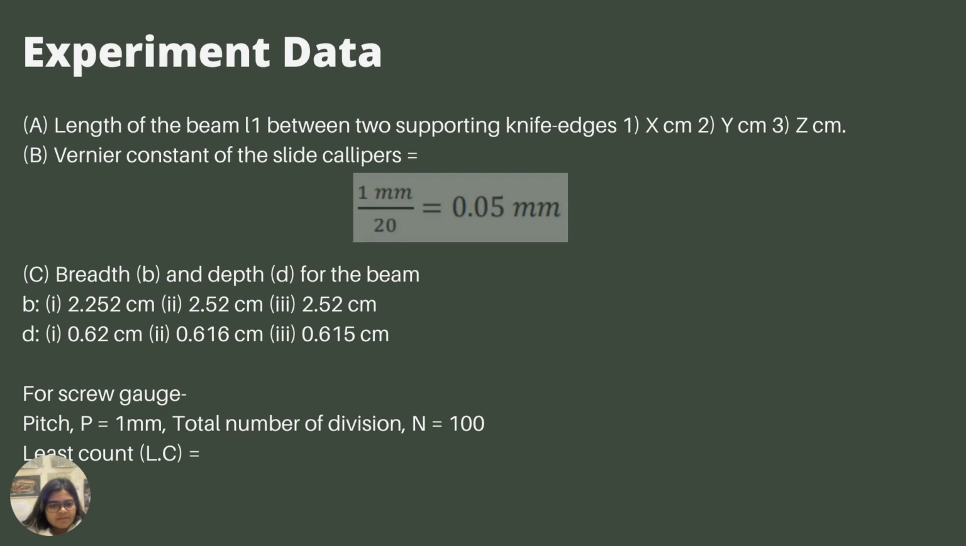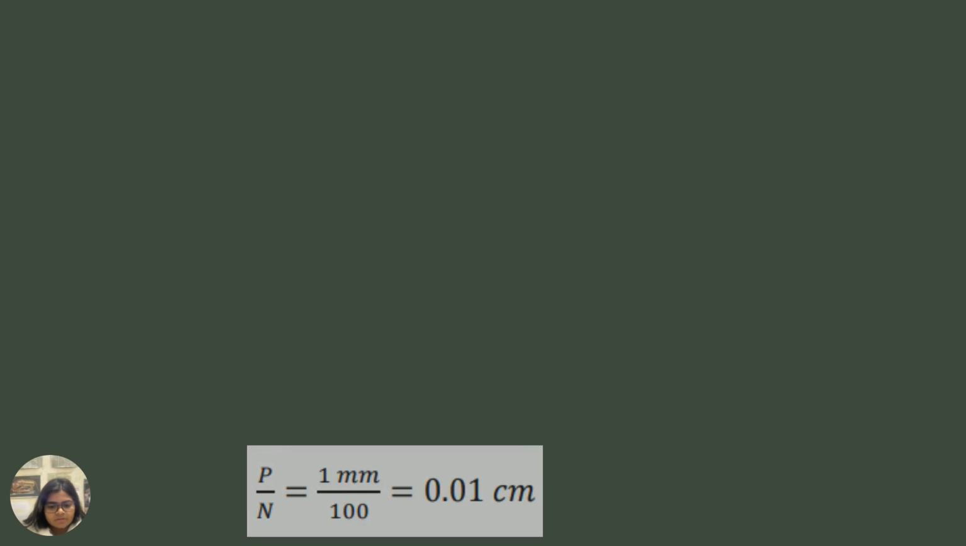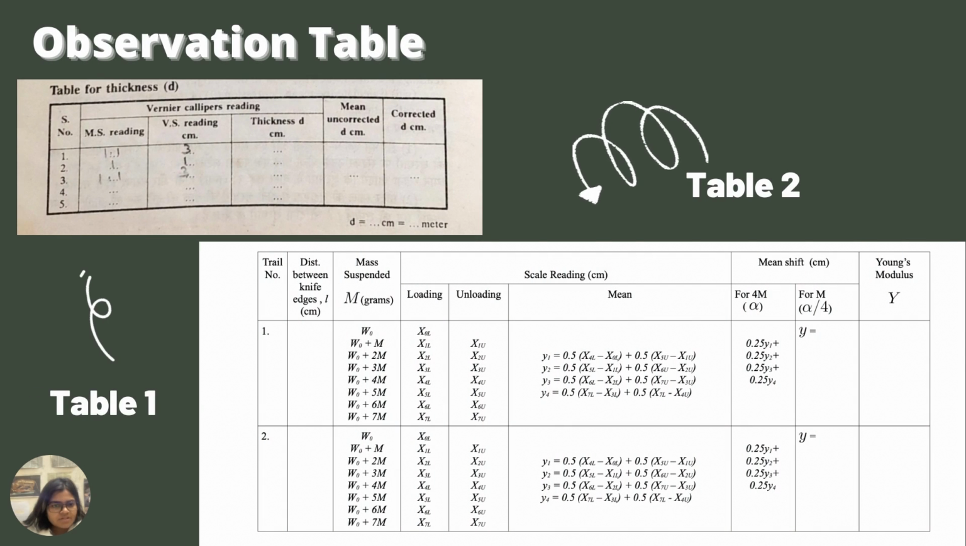Now for the experiment data, we will need to find the length of the beam, L1, between those two supporting knife edges, and then we will find the vernier constant, and for the screw gauge we will find the least count. Now we have our observation table. This is our observation table for vernier calipers, and for the experiment we have used this loading and unloading table.